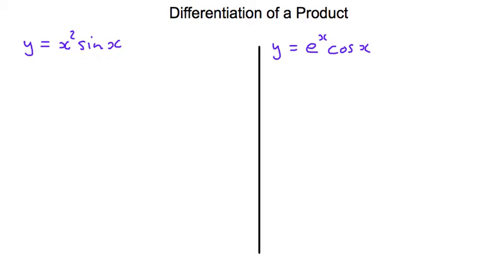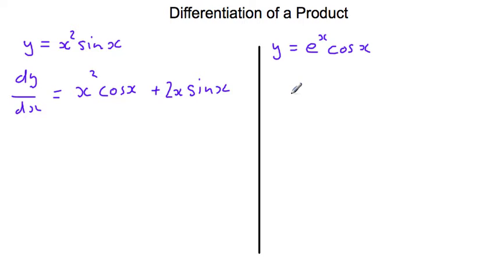Y equals x squared sine x. If we want dy by dx, it's equal to the first one, x squared, multiplied by the differential of the second one. And the differential of sine x is cos x. Plus the second one, sine x, multiplied by the differential of the first one. And the differential of x squared is 2x. And I've left space to put the 2x in first because we normally write x's before trigonometric functions when they multiply together.